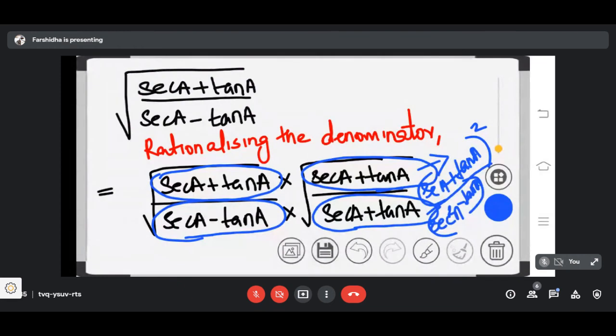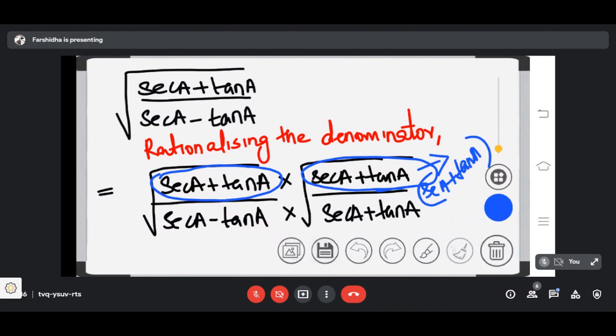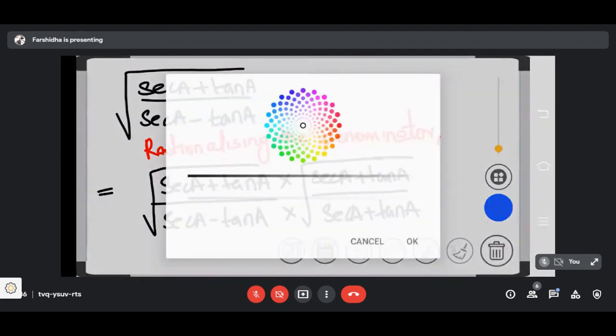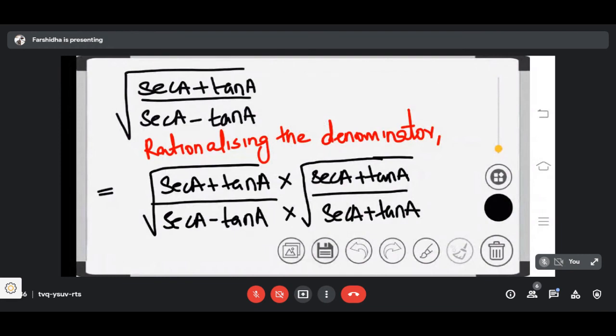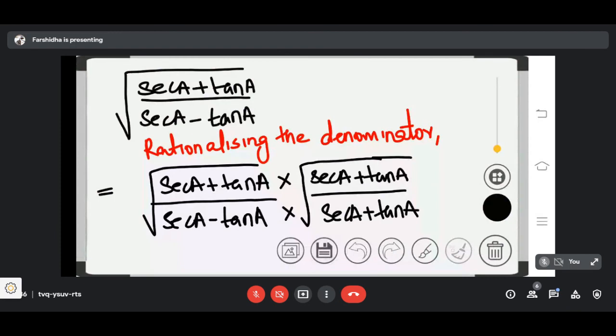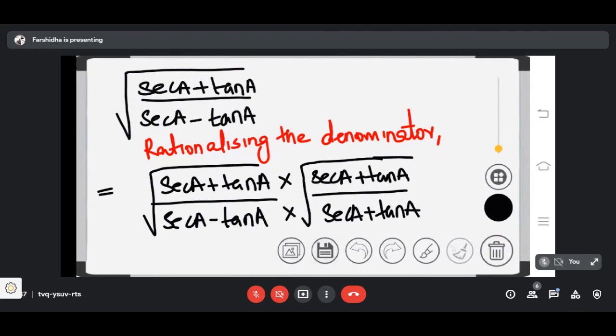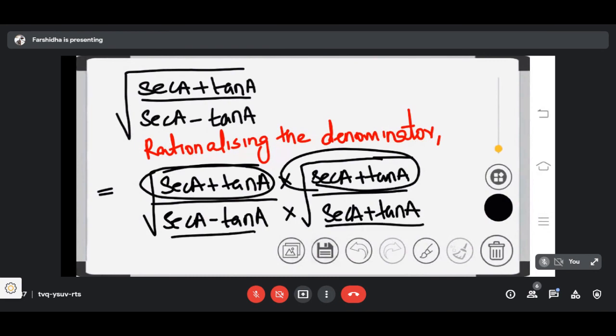Okay, so the numerator is in the form of a plus b whole square, and the denominator will be in the form of a square minus b square. That's what we're going to do in the next step. Write the next step: root of (sec A plus tan A) whole square, because these two are same, divided by a minus b into a plus b, a square minus b square.